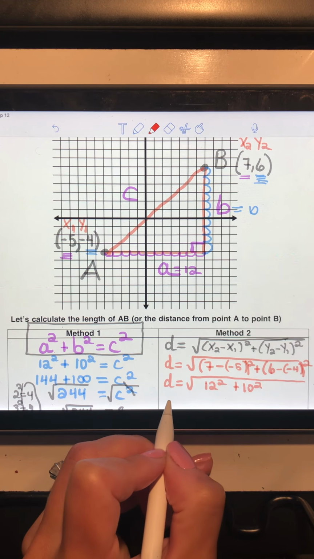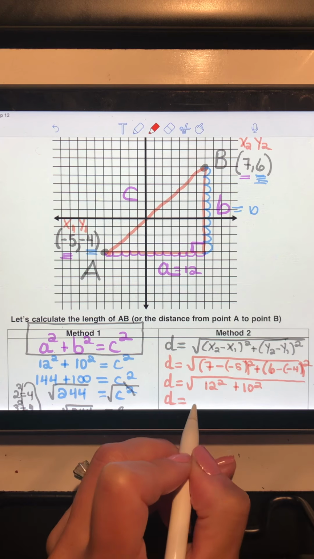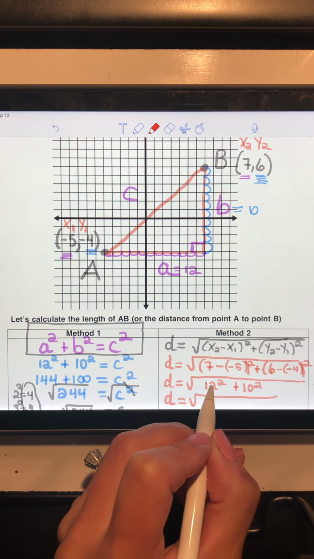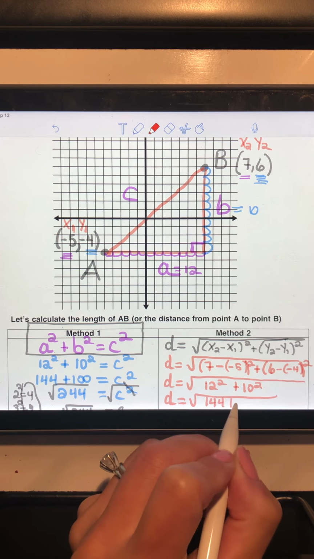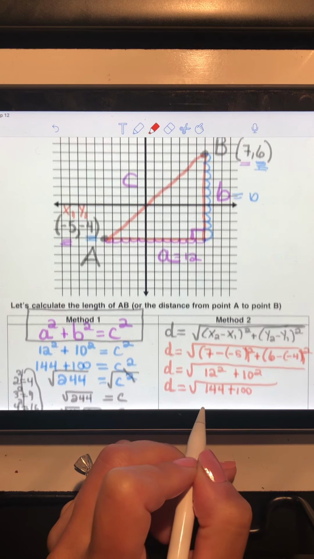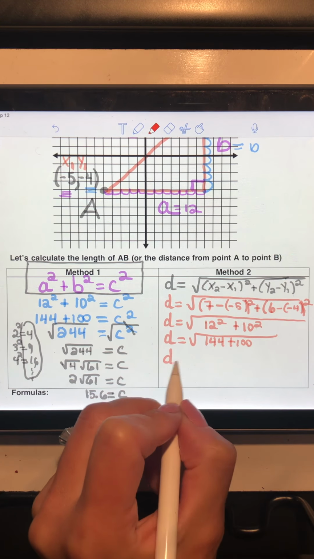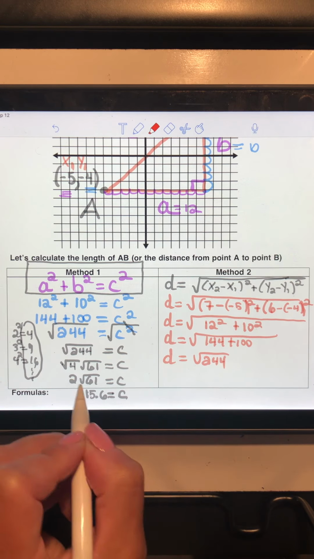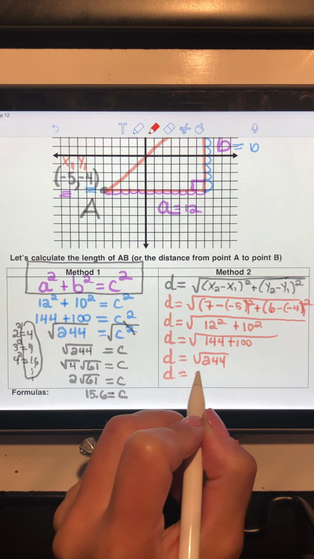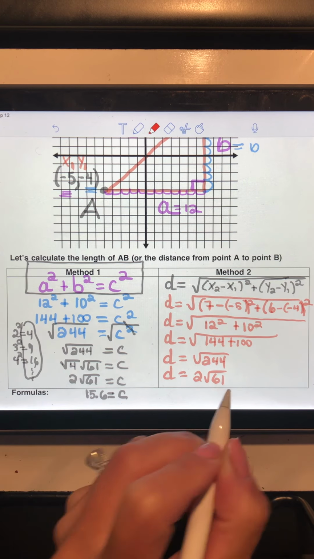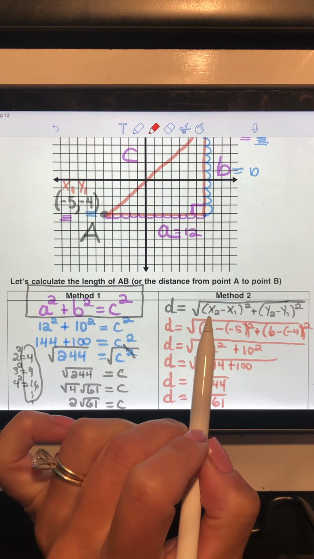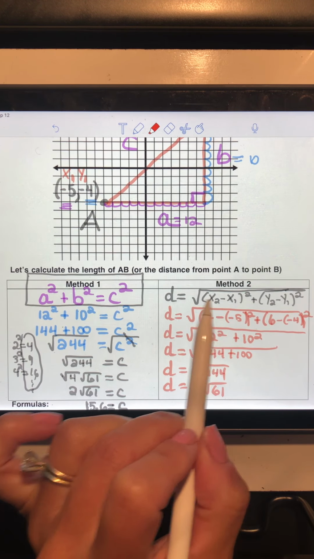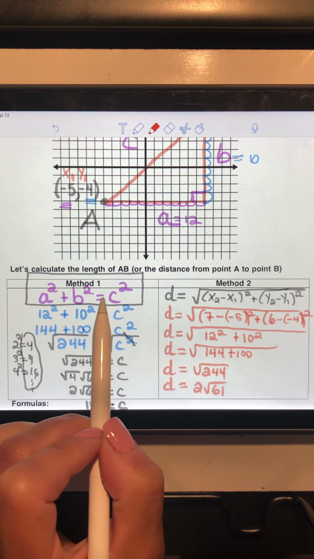And then I have literally the same thing, right? If I take the square root, I know this is 144 plus 100. And I'm going to scroll up a little bit so you can see the distance is the square root of 244, which we already know can simplify to 2 root 61. So the distance formula is literally the same thing as the Pythagorean theorem.